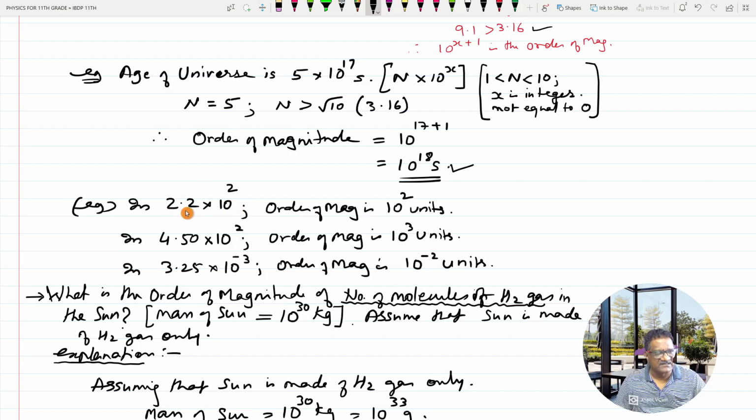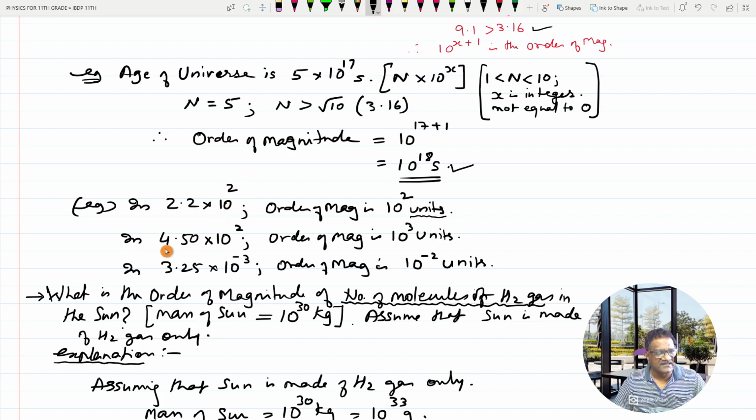So if this is 2.2 into 10 raised to 2 meter, then the order of the magnitude will be 10 raised to 2 meter. If it is 2.2 into 10 raised to 2 kilometer, then the order of magnitude is 10 raised to 2 kilometer. So in general, I have written units over here. The order of magnitude of this particular number is 10 raised to 2 units. Why? Because this n, that is 2.2, is less than or equal to 3.16. Therefore, order will be 10 raised to 2.